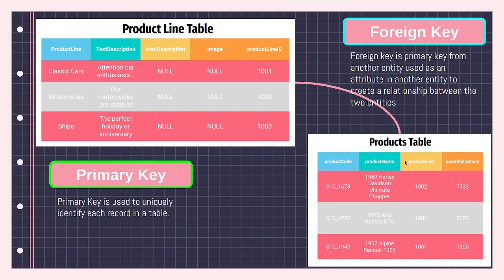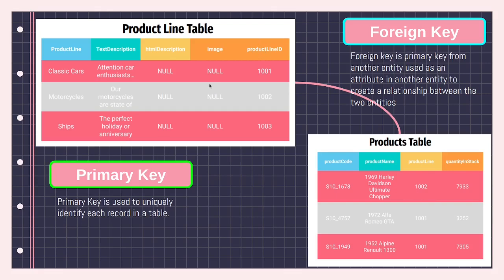Okay, so now what's a foreign key? A foreign key is a primary key from another entity that is used as an attribute in another entity to create a relation between the two. So you can see the relation between the two and how they are connected using the product line. Because if you know the product line from here, we can easily go and trace that information in our product line table, right? So this one right here is a foreign key, and this one right here is a primary key.